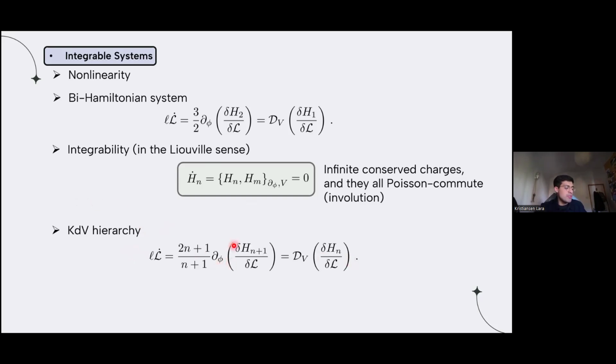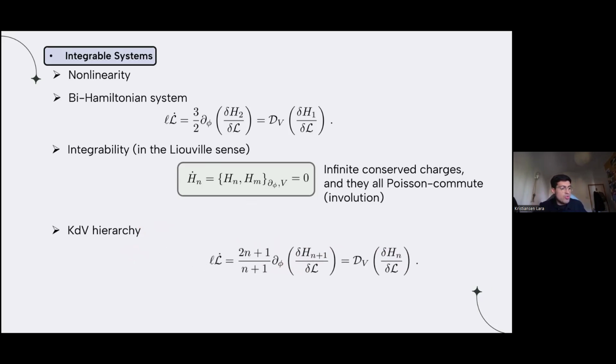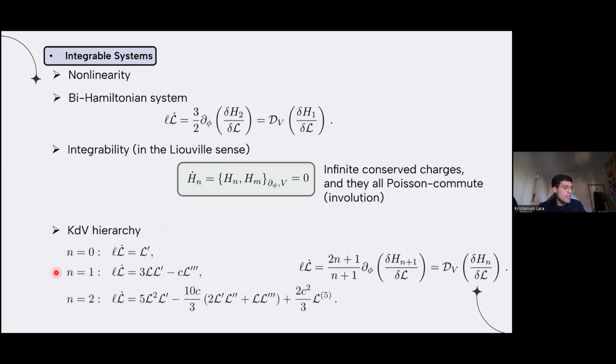By this relation that you can see here, recall the recursive relation, it is possible to construct all of these nonlinear differential equations. It is possible to construct all of these nonlinear PDEs, your favorite ones, but all of them converge in the sense that they have infinite conserved charges, and they have a very profound structure behind. That's my point.